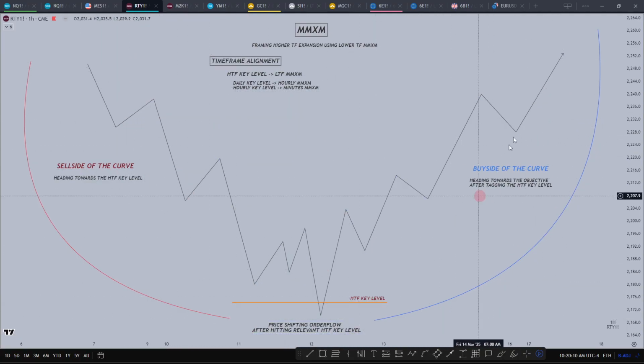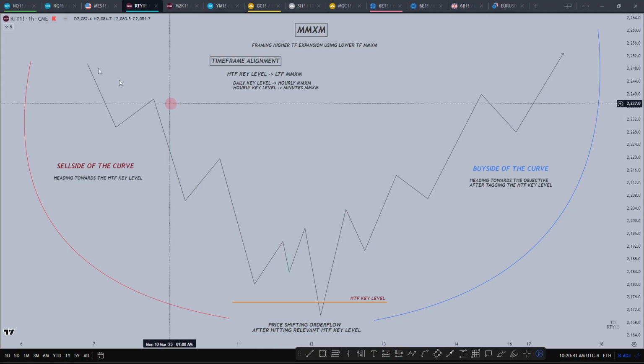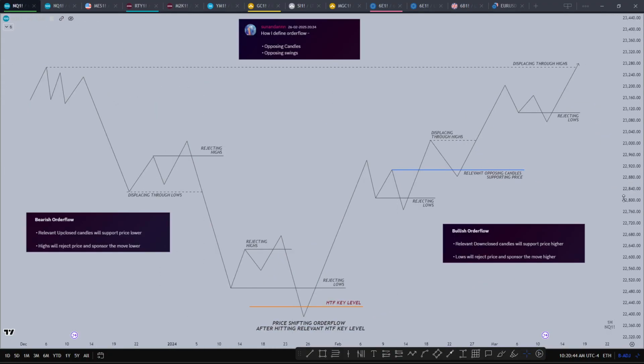The sell side of the curve and the buy side of the curve. Sell side of the curve framing the reversal after hitting the proper key level, which will sponsor the move, and buy side heading away from this reversal towards the objective. Now this is the change in order flow. It was bearish, changed the order flow to bullish, after hitting the relevant key level. You would have a bit of experience now why I'm using the word relevant. Okay, now what is order flow?